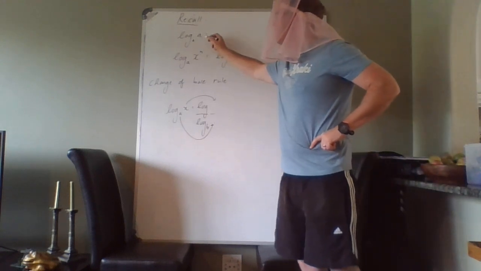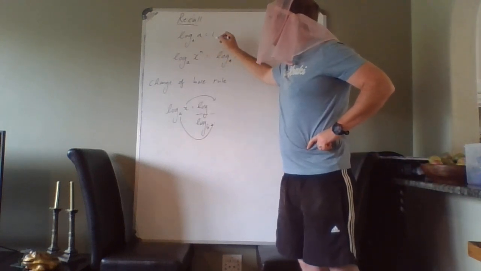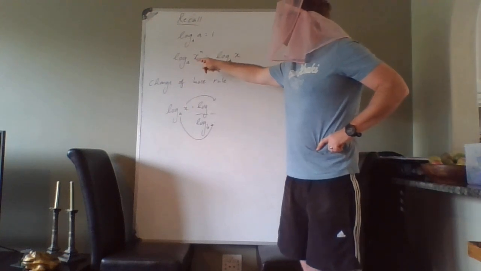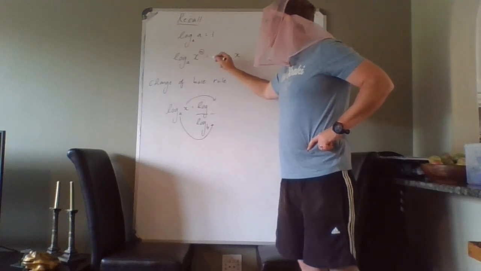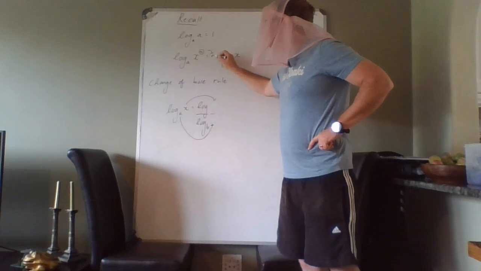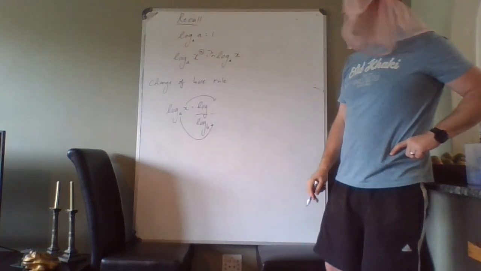So hopefully by now you know that log a base a, if those two things are the same, is equal to 1. And log a x to the n, that exponent can be brought to the front over here. So it's going to be equal to n log x base a.